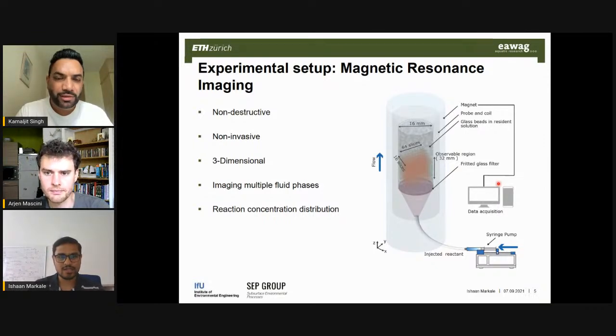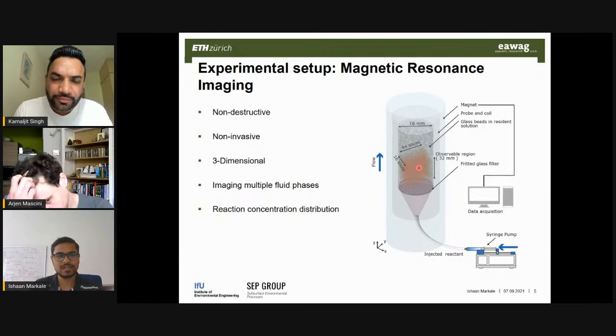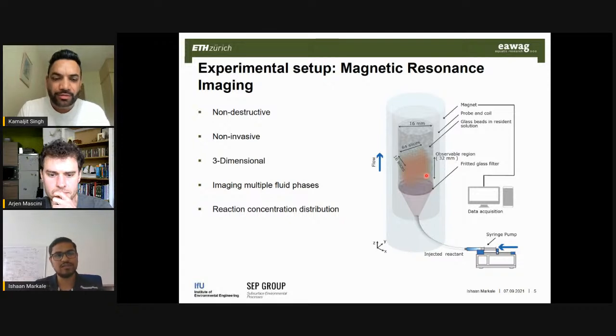So in the image that you can see here, we have a cylindrical column in which we place glass beads, which represent the porous medium. There is a resident chemical inside these glass beads, and then the injected chemical is from the bottom, and the flow is from bottom to top, and this whole system is placed inside an MRI magnet, and then we visualize the reaction front moving inside the pore space.